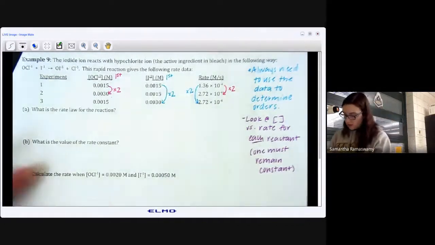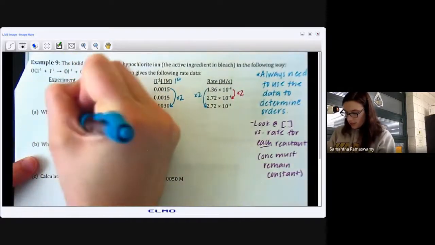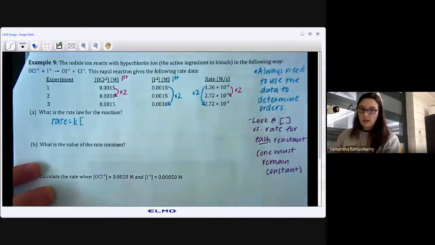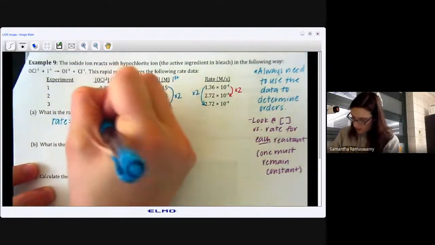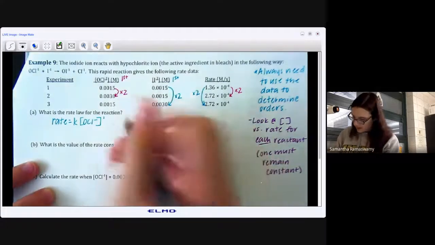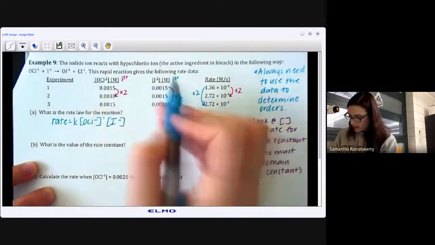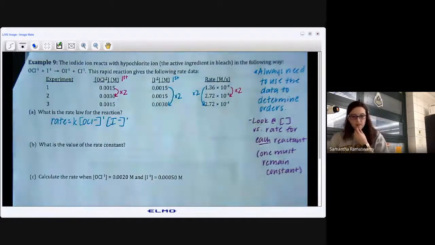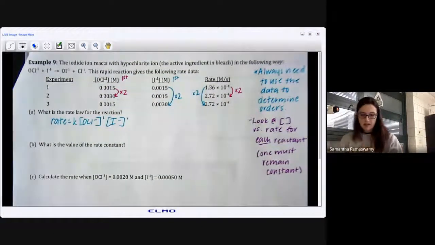So the rate law for this reaction, so that's rate equals K times the concentration of the reactants raised to their order. So rate equals K times the concentration of OCl minus, right, it's first order, so it's going to have a 1, times the concentration of I minus, again, first order, it's going to have a 1. So the rate law is rate equals K times OCl minus times I minus.